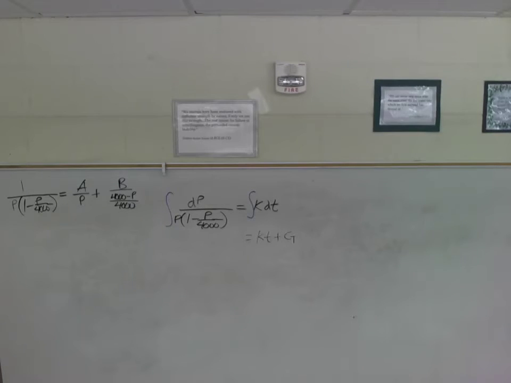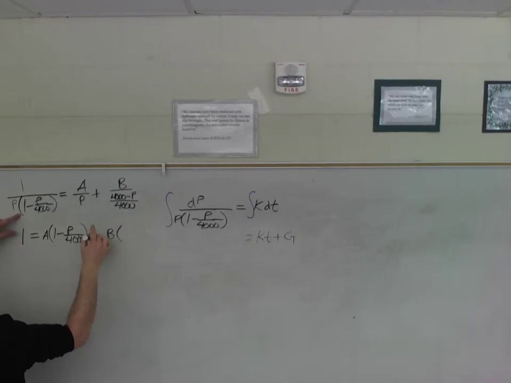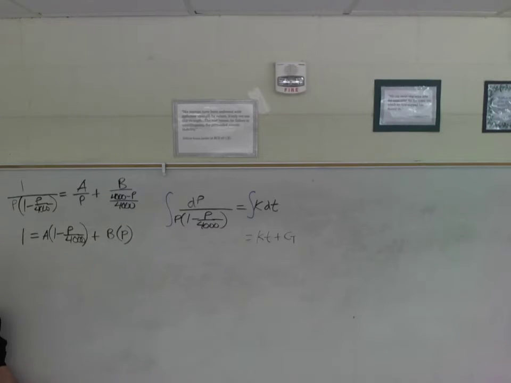There's lots of different ways to do it, but I like to select convenient values. So first, let's just multiply through by the common denominator. It's just an equation, right? So you get 1 equals what's going to be left here? A times 1 minus P over 4,000, since the P cancels. Or you can do the common denominator if you want. Let's just leave it like that, shall we? Plus B times, when we hit it with that denominator, what's going to be left? P.